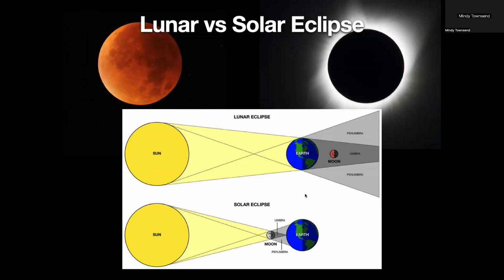Up here for a lunar eclipse, under normal circumstances, the near side of the moon would be illuminated by the sun, but it's lined up in just such a way that the Earth blocks the sun. So this would have to be a full moon phase.